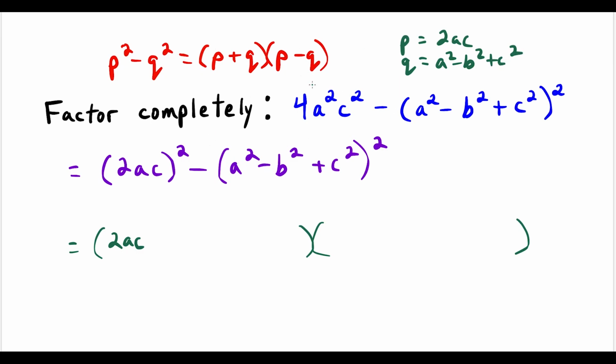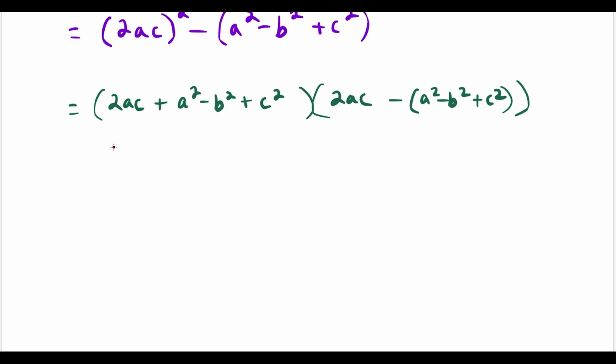We're going to have p plus q, so we're going to have 2ac plus a squared minus b squared plus c squared. And then in the second set of parentheses, we'll have p minus q. So we'll have 2ac minus, and then q is equal to a squared minus b squared plus c squared. Now, it may not be obvious what to do in the next step, but we want to rearrange things a little bit in each parenthesis. So I'll have a squared plus 2ac plus c squared, and I'm going to write my minus b squared at the end.